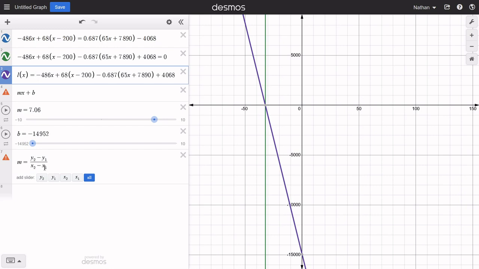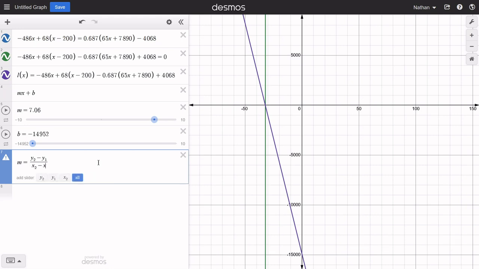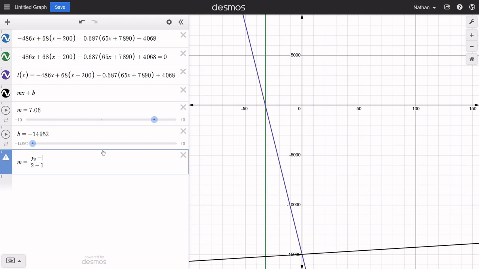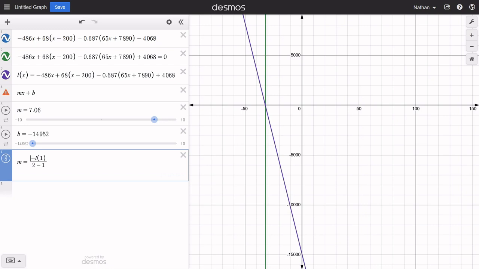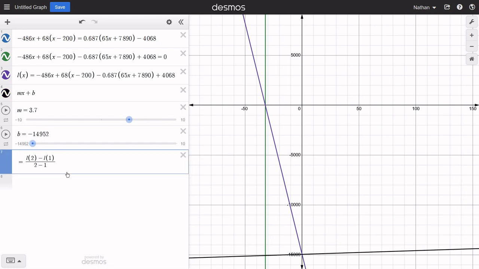So I just need to choose two values for x1 and x2. So for instance, I could just choose 1 and 2. And now the y values are the corresponding x values plugged into the function. So all I have to do here is do L of 1 and L of 2. And there we go. That's my slope value. So if I do this, I should say this is the slope.